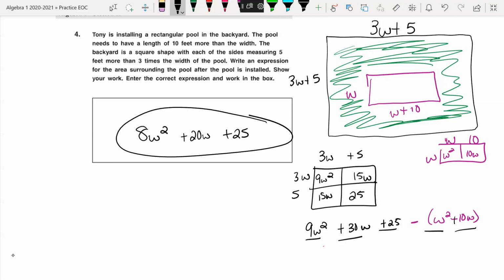So that is your expression that represents the area of just the part that has not been touched by the pool and is still left in your backyard. And that ends the review for our practice EOC test.